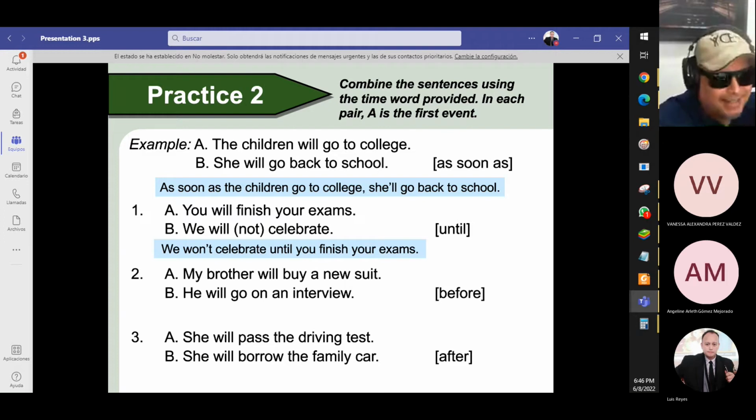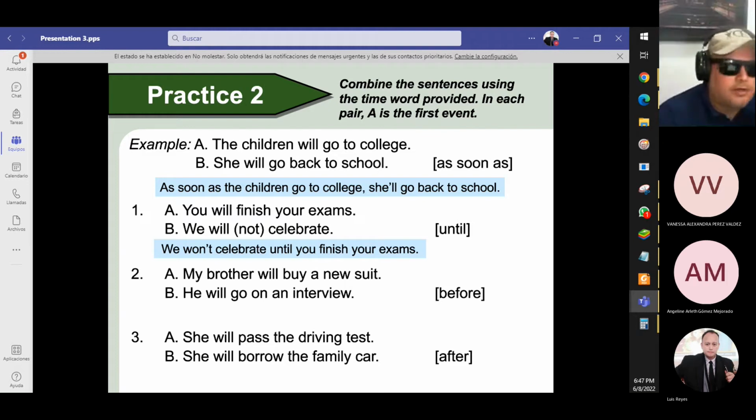A ver si pasó. Entonces, no van a celebrar hasta que acaben los exámenes. We won't celebrate until you finish your exam. Entonces, técnicamente, el until quiere decir que primero tiene que hacer eso. Igual, as soon as the children go to college, esa es la parte que tiene que suceder primero. As soon as the children go to college, tan pronto como los niños vayan al colegio, she'll go back to school. Ella regresará a la escuela. A lo mejor a tomar una maestría, un doctorado, alguna capacitación, nunca sabes.